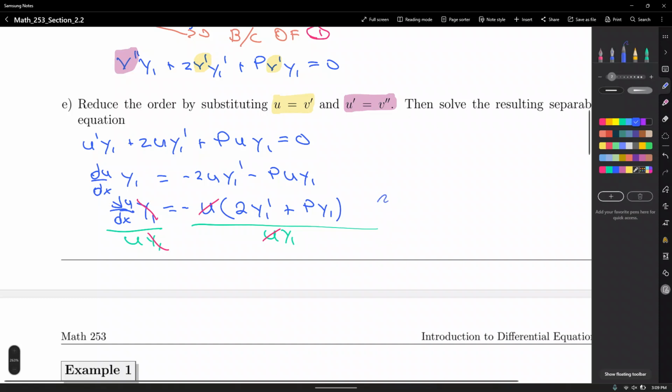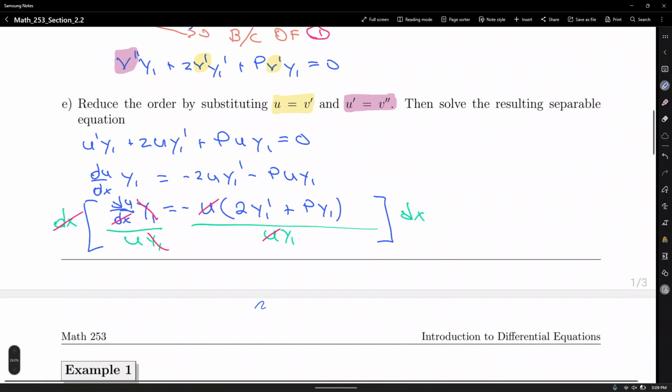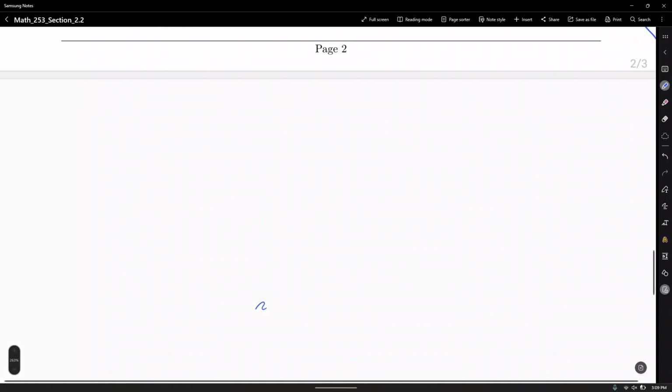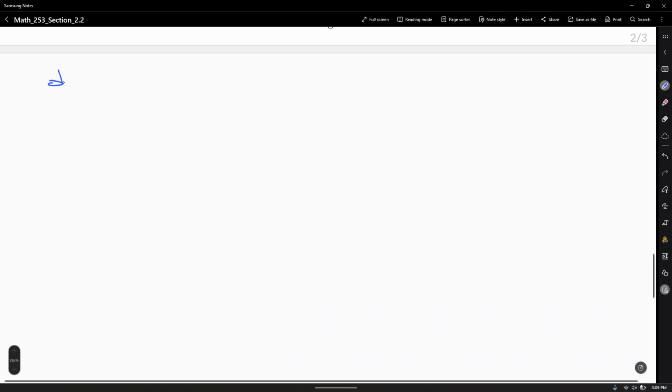Let me do everything in one shot. I'm going to multiply both sides by dx to cancel the dx on the left hand side. Let me go to the back side of the page here. That's going to leave us with the following: du over u equals negative 2y1 prime plus p y sub 1, everything divided by y sub 1, that times dx.